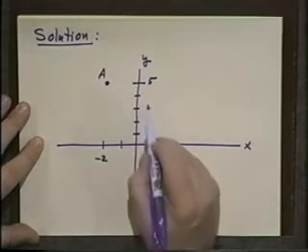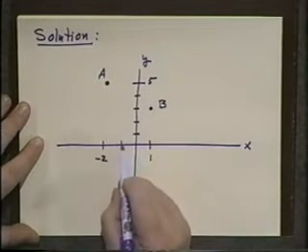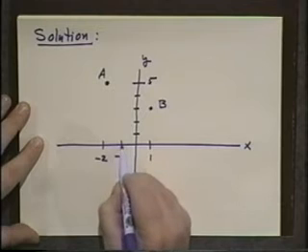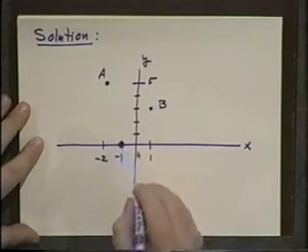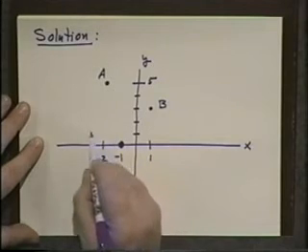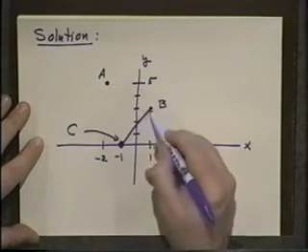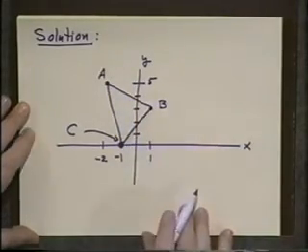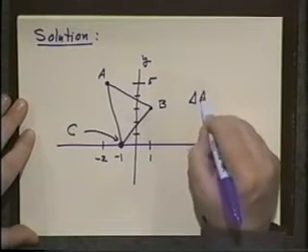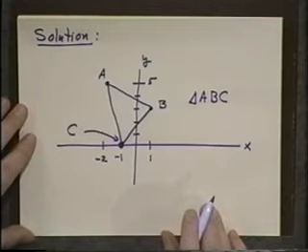B is 1, 3. Here's the height 3. So that's point B. And then minus 1, this is minus 1, 0. The y value is 0, so we don't go anywhere. This is the point C. And now I just draw in the lines connecting these points, and I have formed triangle ABC. Now that was the first thing I was asked to do.